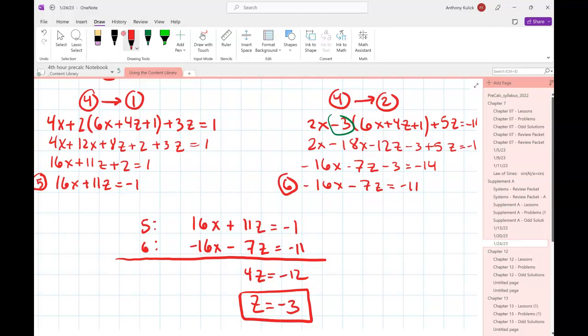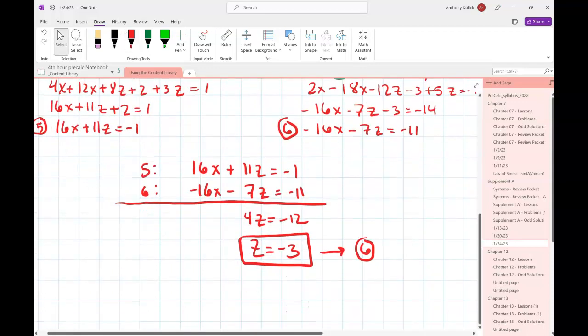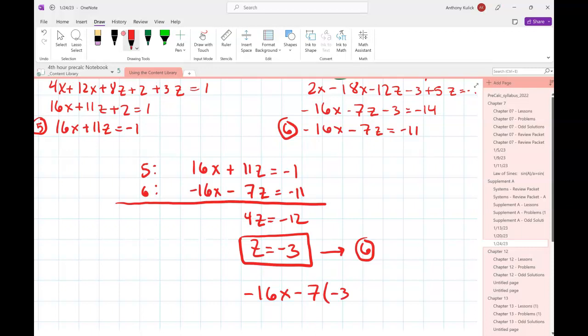I can now take that and plug that back into either equation 5 or 6. It doesn't really matter. And if I look at the problems, the numbers are pretty crummy either way, so it doesn't really matter to me there. Let's just plug into 6 for the sake of argument. That's going to give me negative 16x minus 7, and then instead of z, I'm going to put in my negative 3.